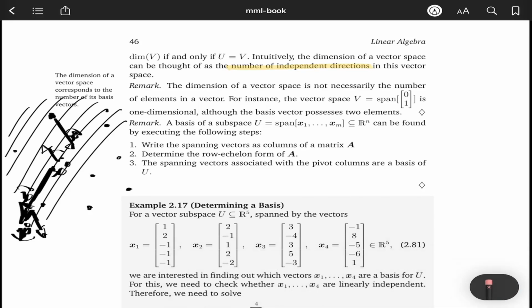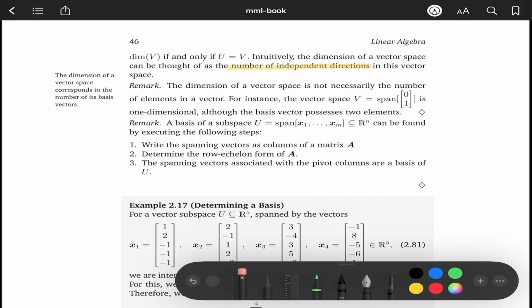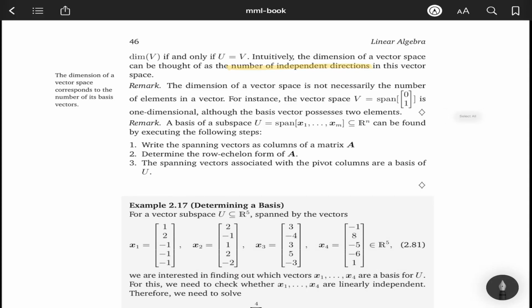Okay, so this is the usual case, but you could find a case where you start with a single vector. In this case, we have 0, 1.